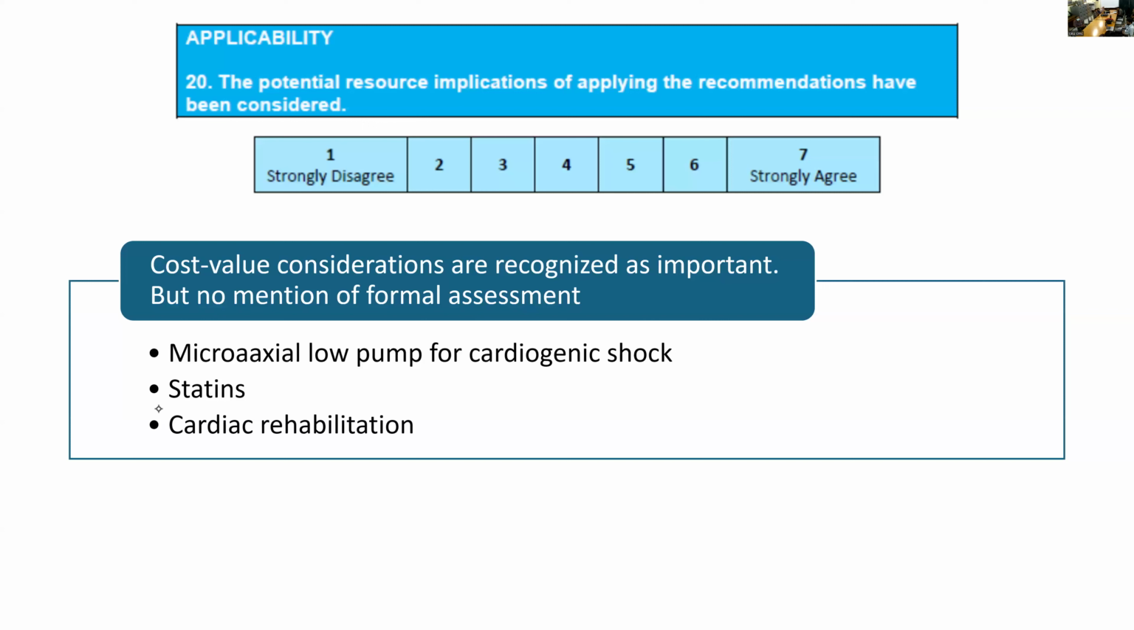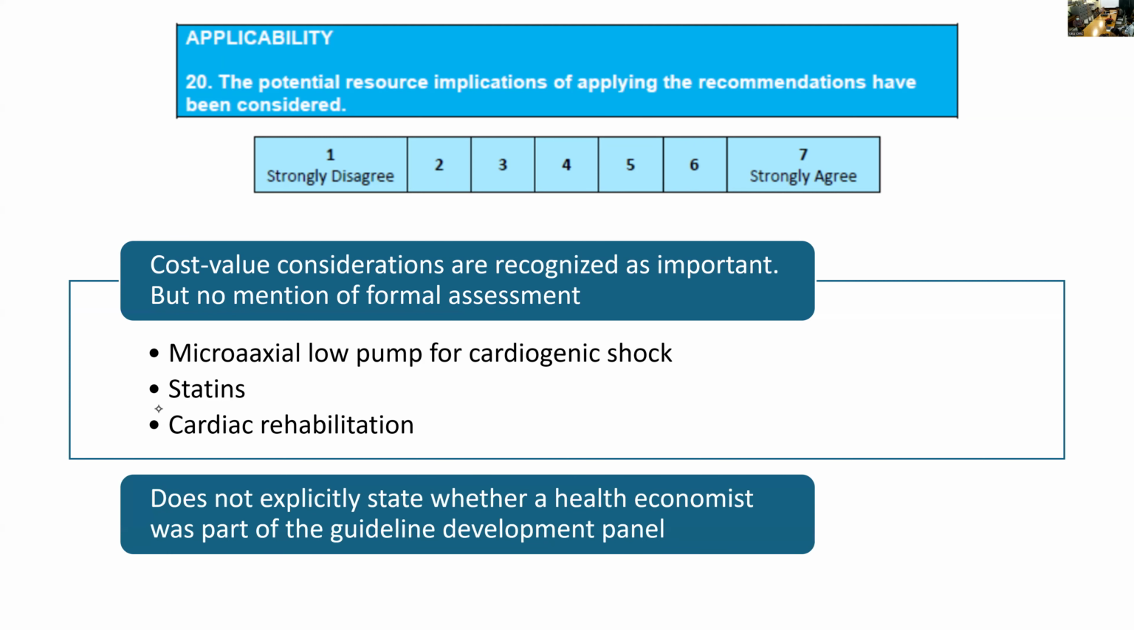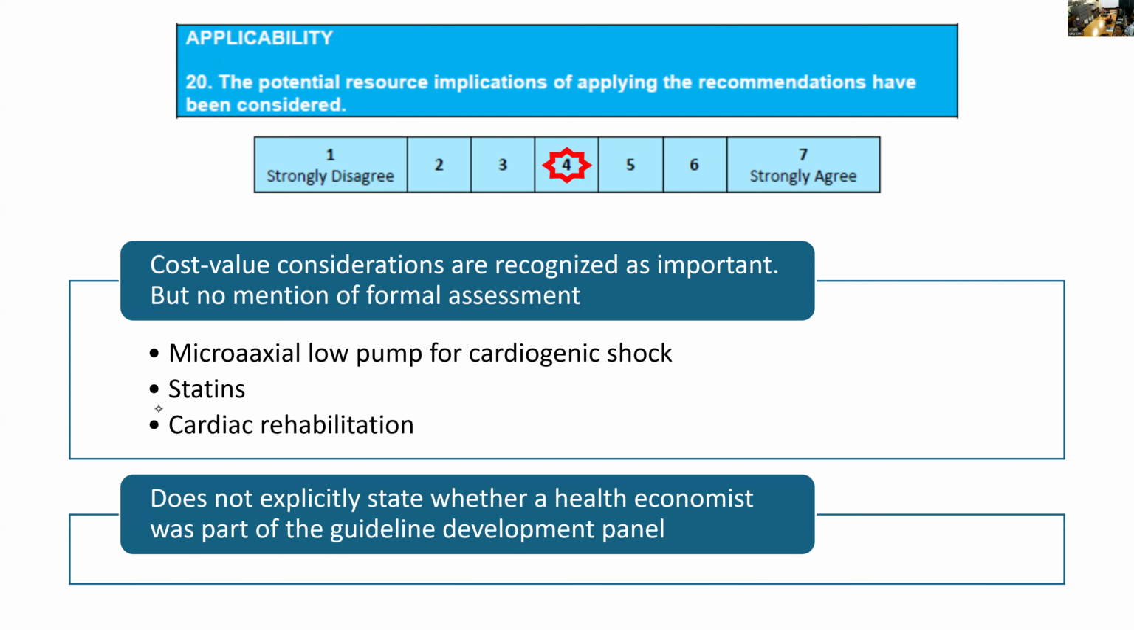With regards to a microaxial flow pump for cardiogenic shock, they mentioned that there was benefit in reducing mortality, but it was too expensive for anybody to be able to use it. Same thing was with statins: the higher the dose, the more expensive it is, and that itself had stopped people from taking it up. And cardiac rehabilitation, in the sense of availability and resource setting. It does not explicitly state whether a health economist was part of the guideline development panel. So I had given them a 4.